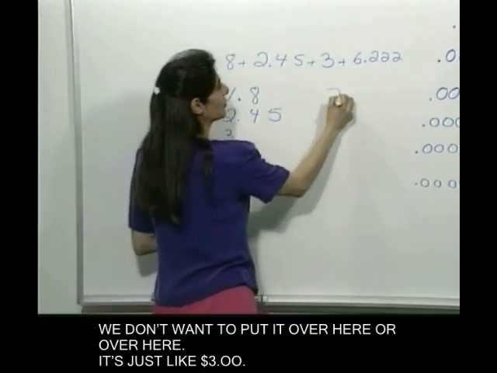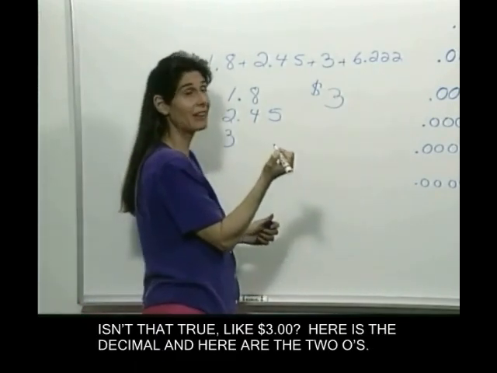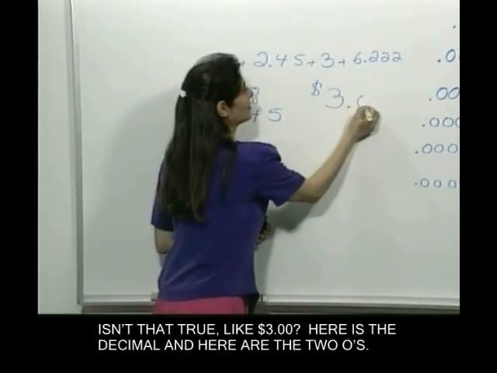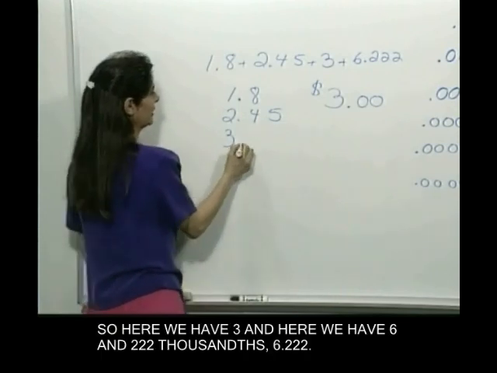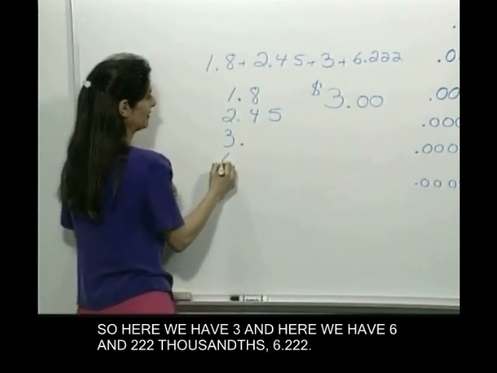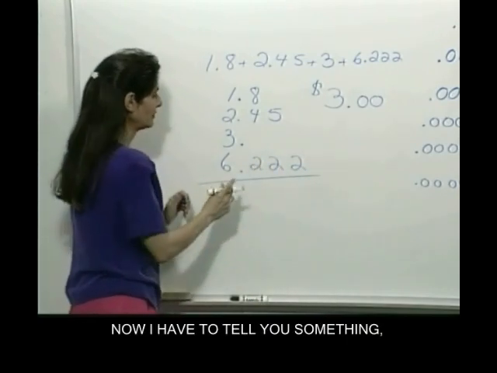It's just like $3. Isn't that true? Like $3. Here's the decimal, and here's the 2 zeros. So here we have 3, and here we have 6 222/1,000ths.